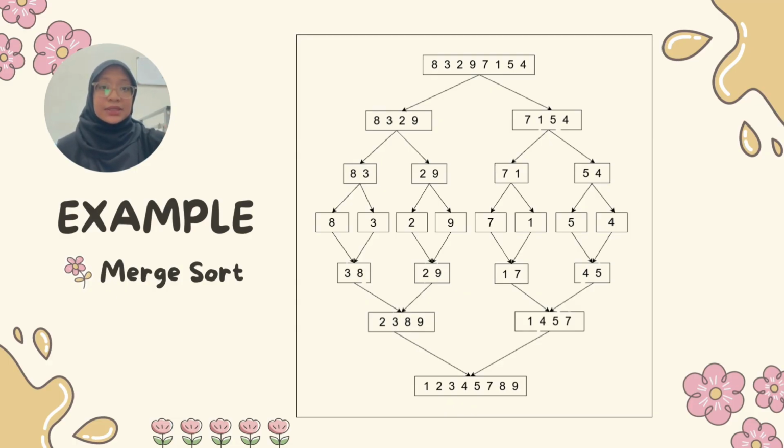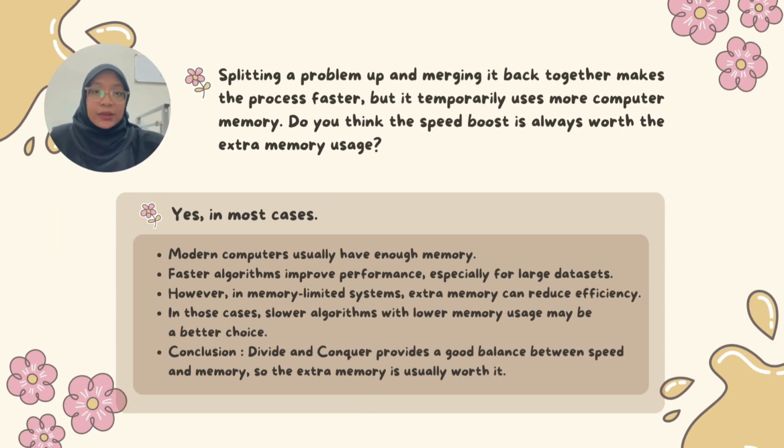So this example shows how divide and conquer solves a large problem by breaking it into smaller parts, and then we combine the sorted results. Now I would like to answer the opinion question. So the question is, splitting a problem up and merging it back together makes the process faster, but it temporarily uses more computer memory. Do you think the speed boost is always worth the extra memory usage?